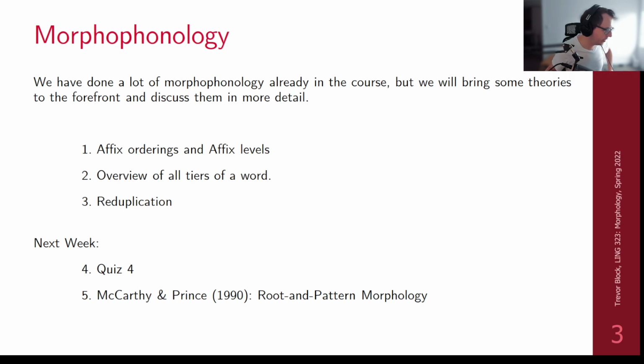So, morphophonology. We've done a lot of morphophonology so far in this course, mainly with allomorphs. We've seen a little bit in some of the previous problems, so things like affix orderings and affix levels we will revisit. We'll talk about the tiers of a word today, not only from the morpheme side, but from the sound side as well. And then we'll briefly cover reduplication. I'm going to show you how it works, and then on the take home, you'll have a problem where you get to work a little bit more with it. Then tomorrow's material, talk about quiz 4, obviously, and then we'll do McCarthy and Prince.